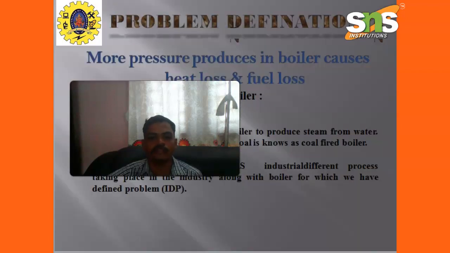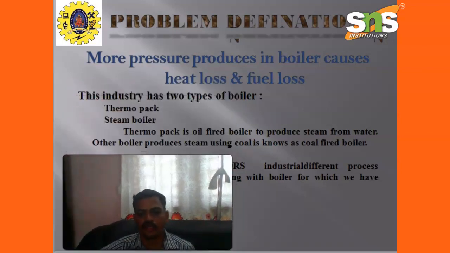The problem definition: the more pressure produced in the boiler gases, the more heat losses and fuel losses. In industries, two types of boiler are mostly utilized for producing steam: thermopack and steam boiler. The thermopack is an oil fired boiler for making steam from water. The other boiler generally produces steam using coal and is known as a coal fired boiler.